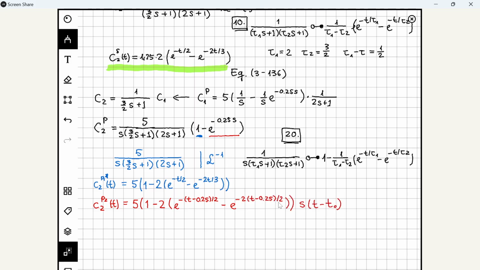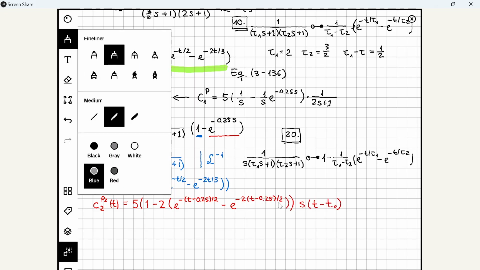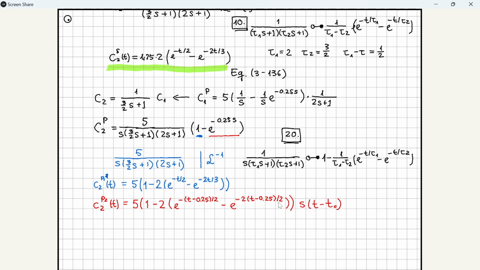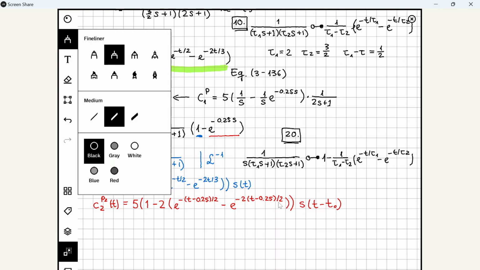And you may complain and say, well, there's no s of t step in this function, the blue function. Well, you're right to complain, because actually it should say s of t, because it's only valid if t is positive. Okay, so that's quite something. Sure.